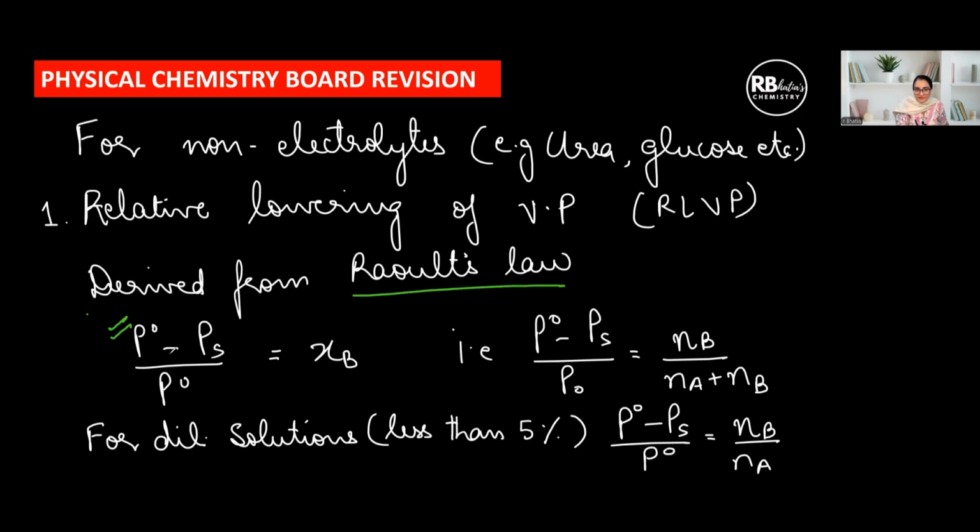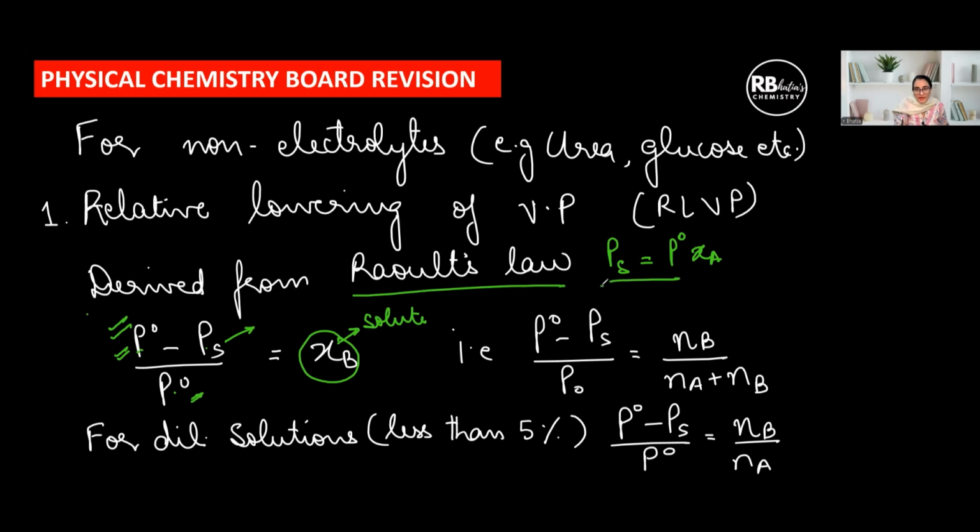It goes as this: (P naught minus Ps) upon P naught is chi B, where P naught is the vapor pressure of the pure solvent, Ps is of the solution, and chi B is the mole fraction of solute. Please remember with clarity, Ps is equal to P naught into chi A. This is for a solution of a volatile liquid with a non-volatile solute.